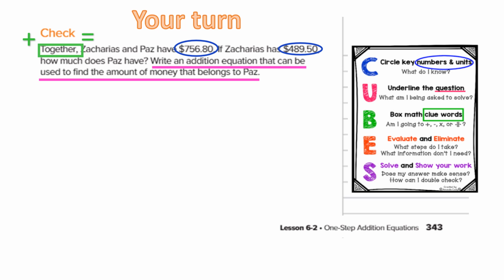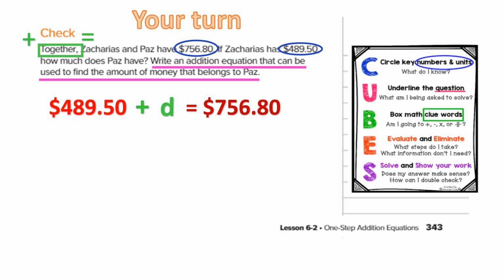They are given the total then of $756.80. So I have what Zacharias has, which is the $489.50, and I'm going to do what? Well, I'm going to add, according to my cubing, whatever Paz has. So we're just going to put D for dollars.